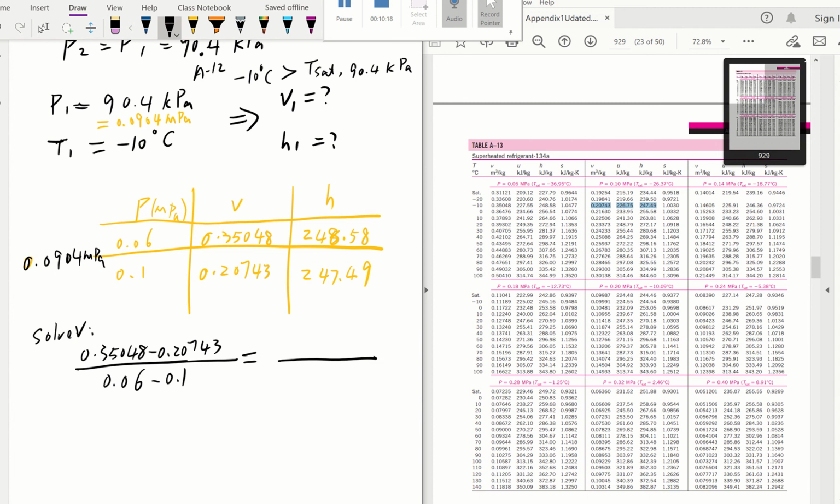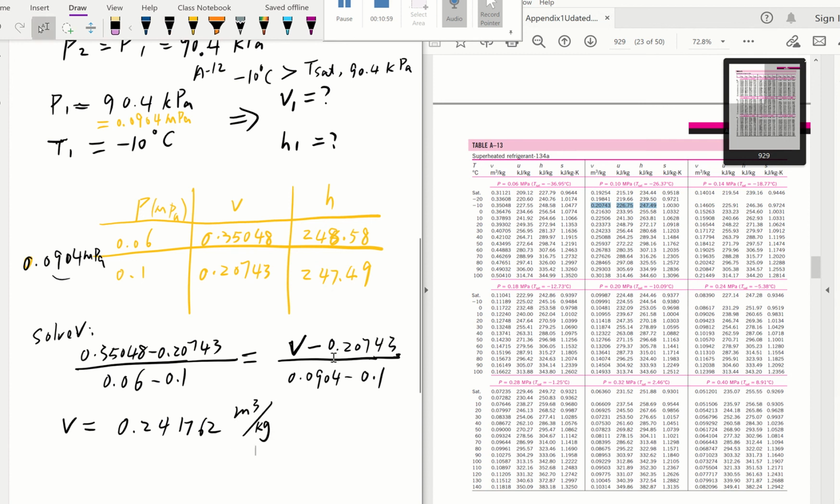Then we figure out the pressure here. To solve for V, we use this V minus 0.20743, and this V corresponds to what pressure? This pressure, 0.0904, and 0.20743 corresponds to 0.1. Then we can go ahead and solve our V. So pause and see what we got. After calculation, I got 0.241762 meter cube per kilogram.